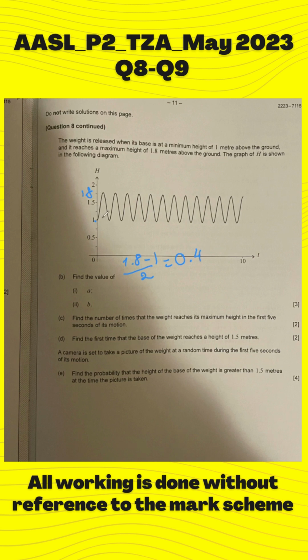And this is a cos function. The y-intercept is at the minimum, so it will reflect already. So A will be negative 0.4.